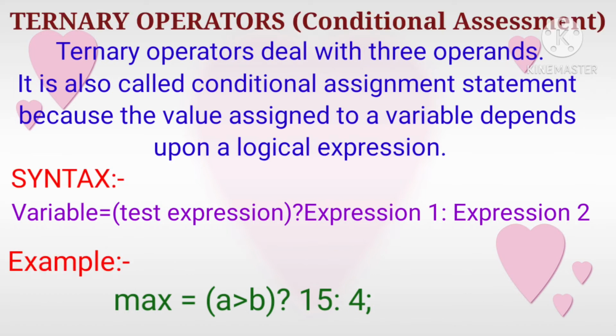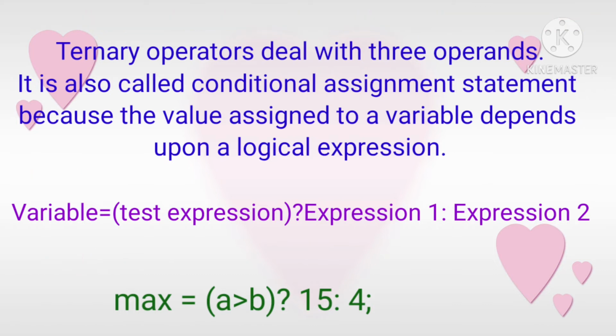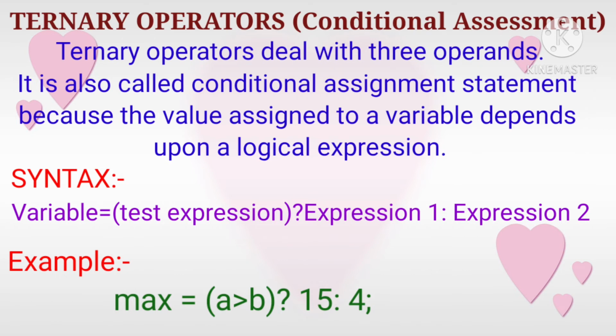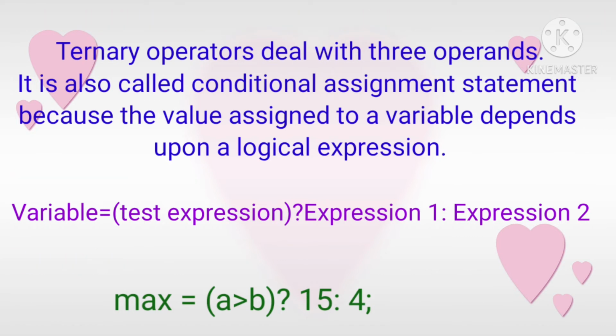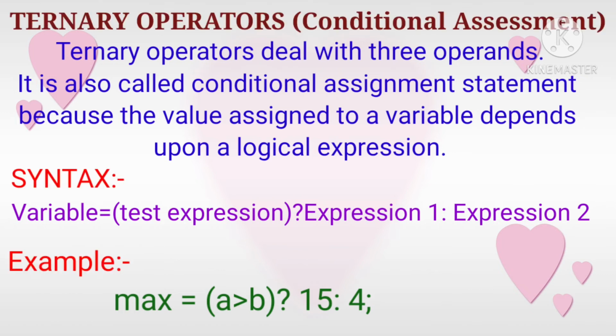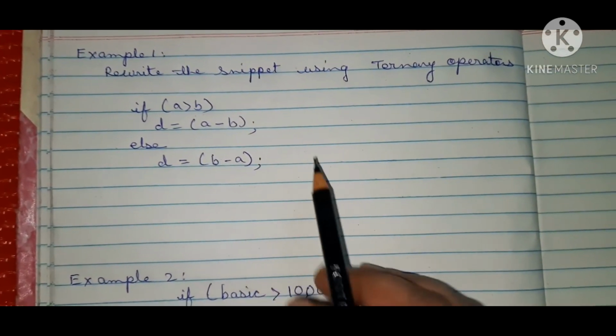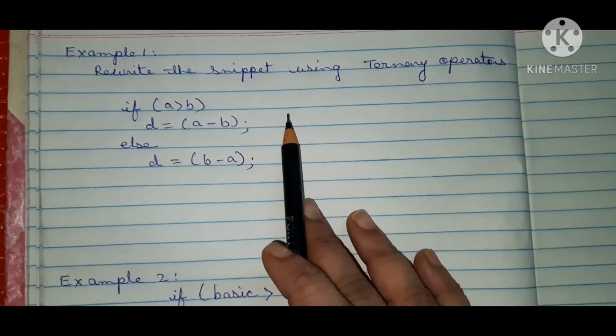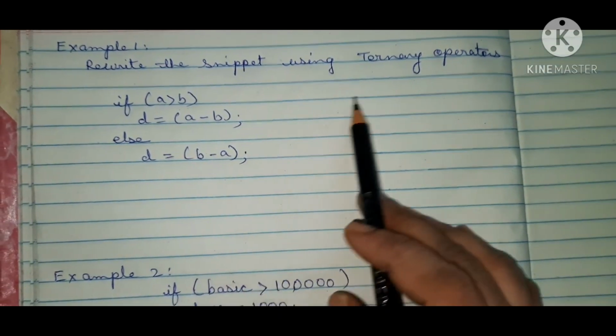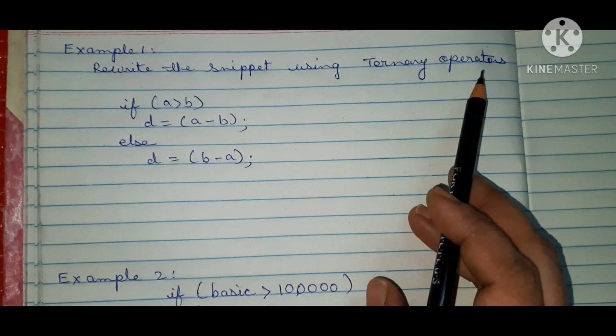expression 2. For example, max equal to a is greater than b, then a question mark. If the condition is true, then the value will be 15, and if the condition is false, then the max value will be 4. So let's see an example of how the if-else statement can be written using the ternary operator.